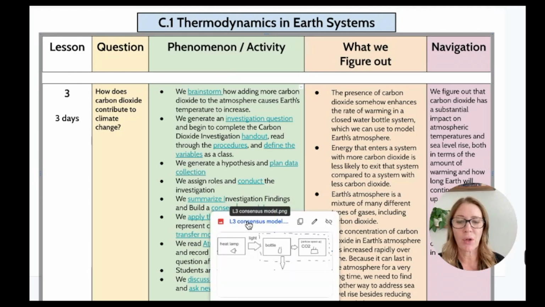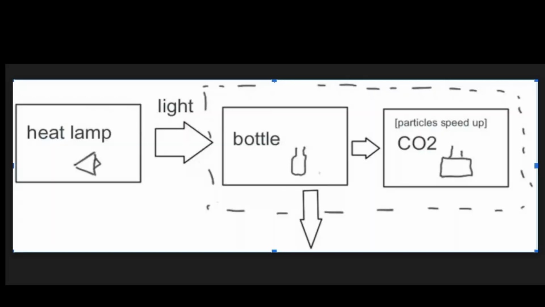That consensus model is an energy model like we've been building. The objects are represented by the boxes, and the system boundaries are represented by the dashed lines. We have the heat lamp as the object that is providing the energy, which is light, coming into our system. And our system is the bottle with the CO2. We've got some heat leaving the system as well, as heat energy to the surroundings. So we consider this energy model for our bottle system.